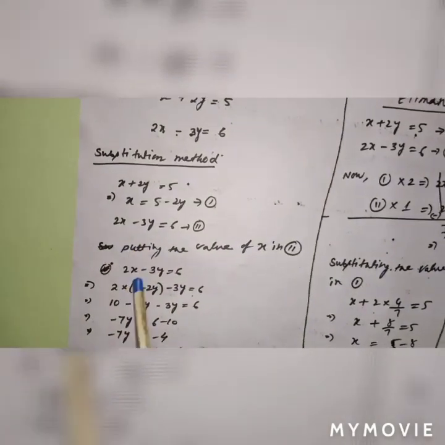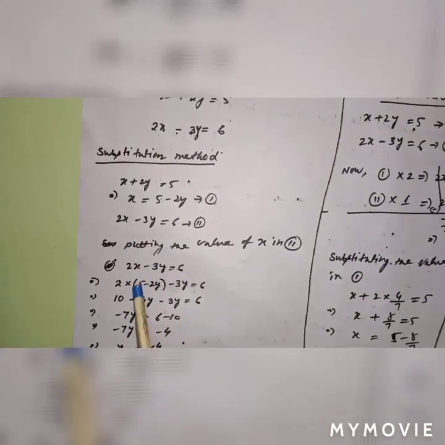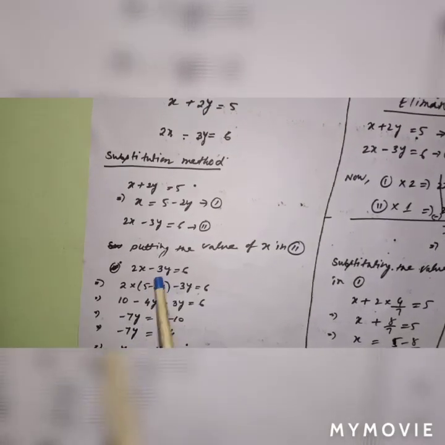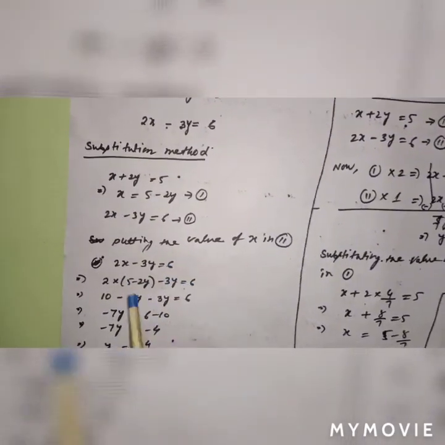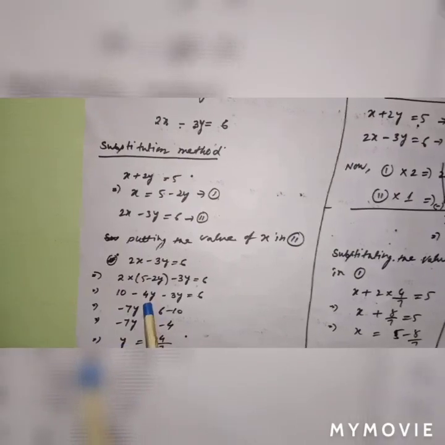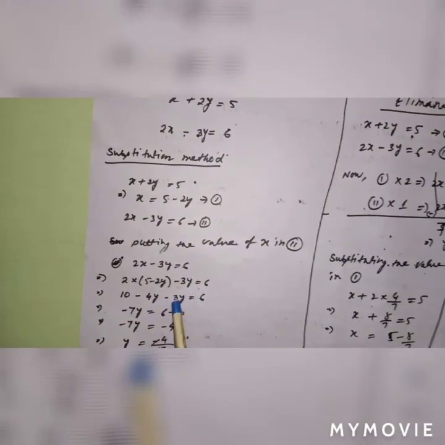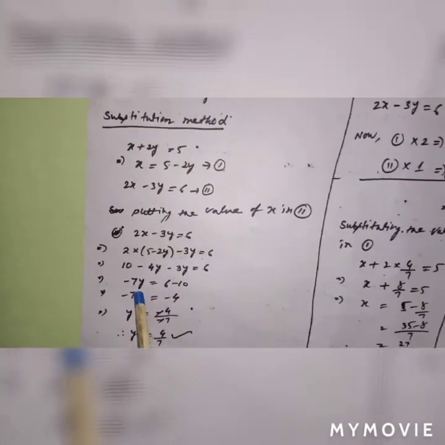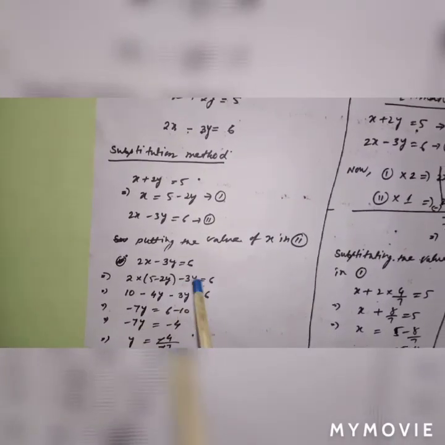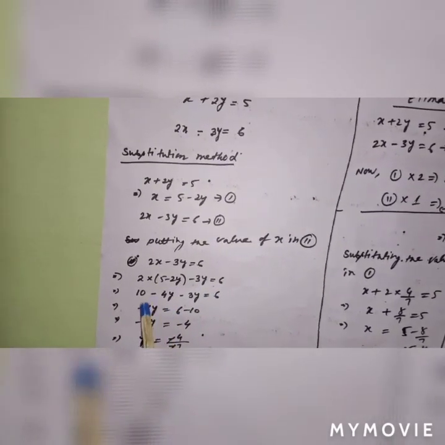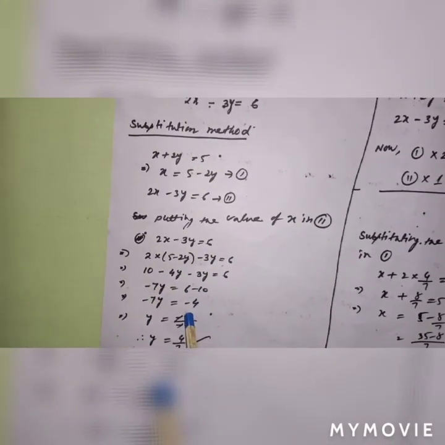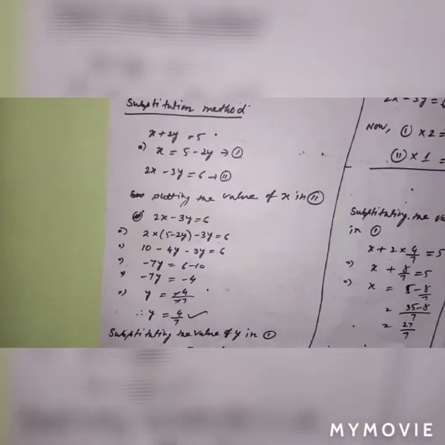What is there? Twice x minus 3y is equal to 6. So 2 times (5 minus 2y) minus 3y is equal to 6. 2 fives are 10, 2 twos are 4, minus 3y. So minus 4y minus 3y is minus 7y. If you transfer 10 to the right hand side, 6 minus 10, how much? Minus 4. So y is equal to 4 by 7.